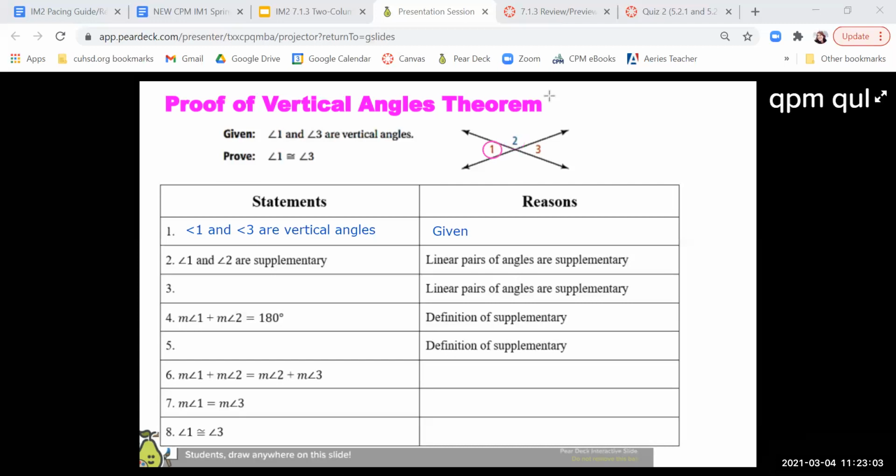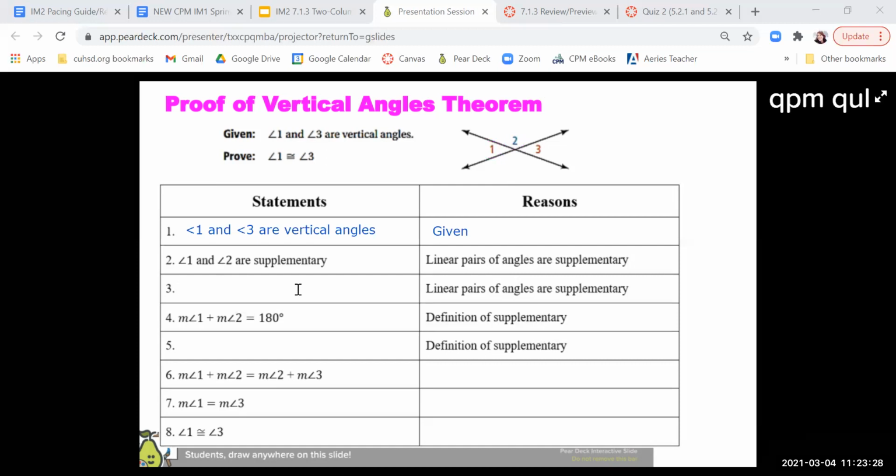Now we're going to look for a different pair of supplementary angles, because the next line also says linear pairs of angles are supplementary. So we know 1 and 2 are supplementary angles. We can also conclude that 2 and 3 are supplementary because they're a linear pair on the other line. So that's what our next statement will clarify.